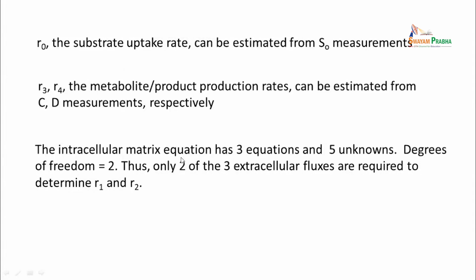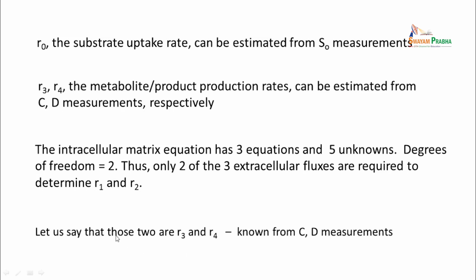The intracellular matrix equation has 3 equations and 5 unknowns, right? Number of equations, number of unknowns. You know the degree of freedom concept. The degrees of freedom is the number of independent variables that need to be known to solve this set of equations completely. We have 3 equations, 5 unknowns, so 5 minus 3 is 2. So we need 2 of the 3 extracellular fluxes to determine R1 and R2.